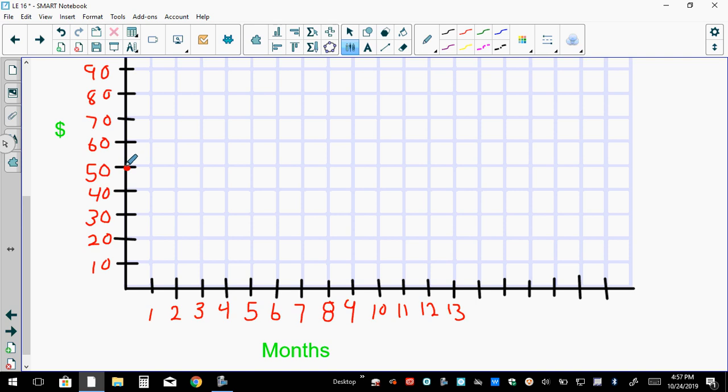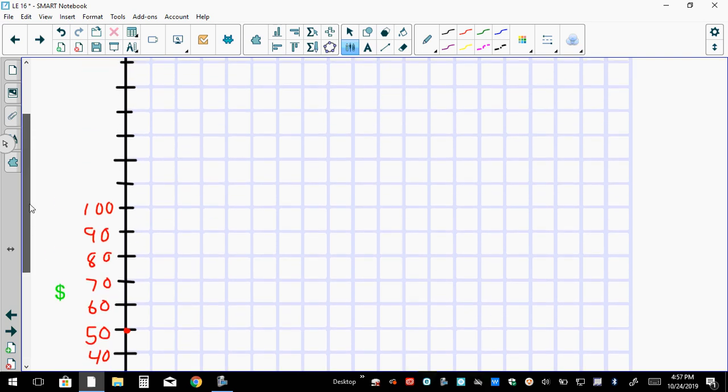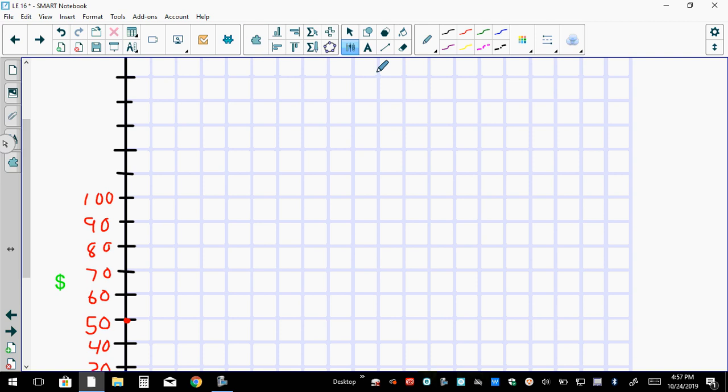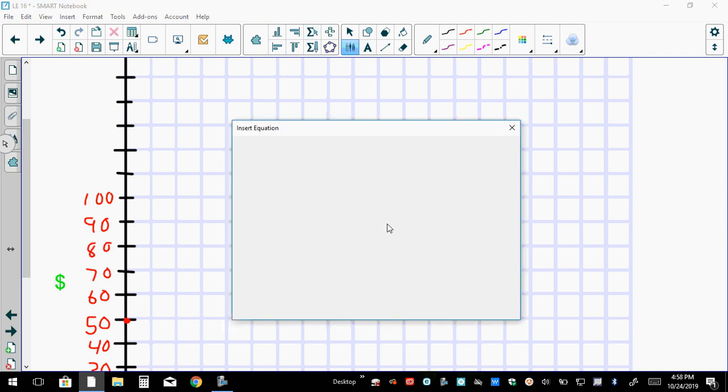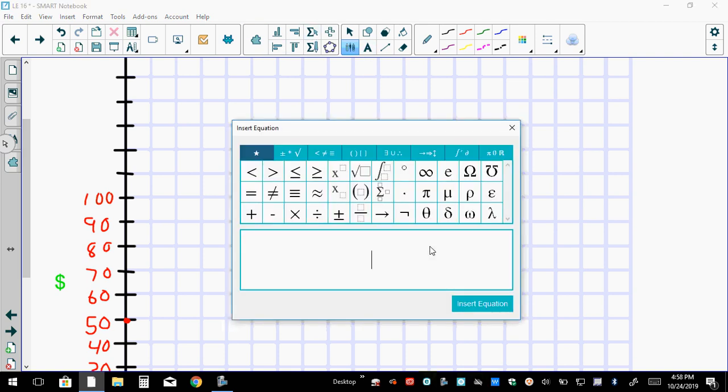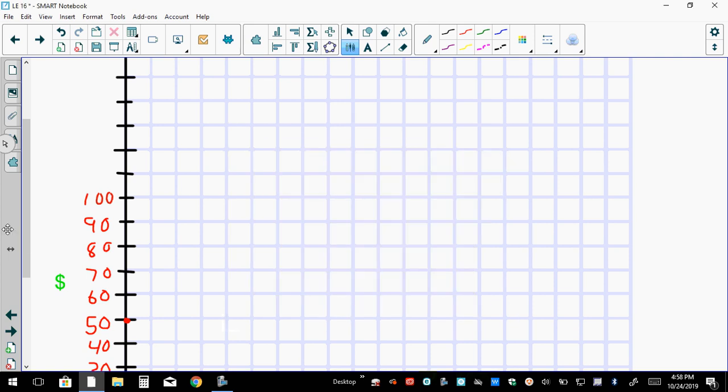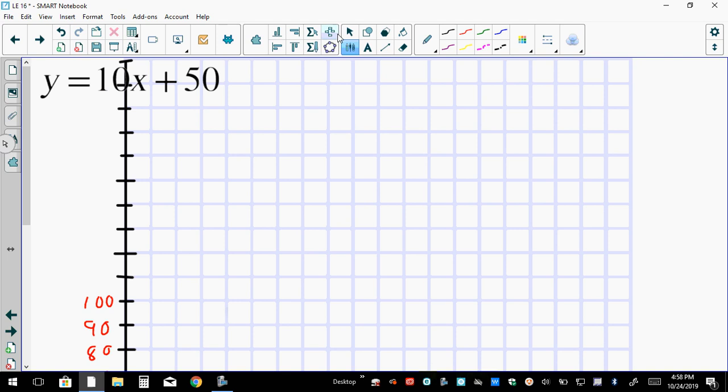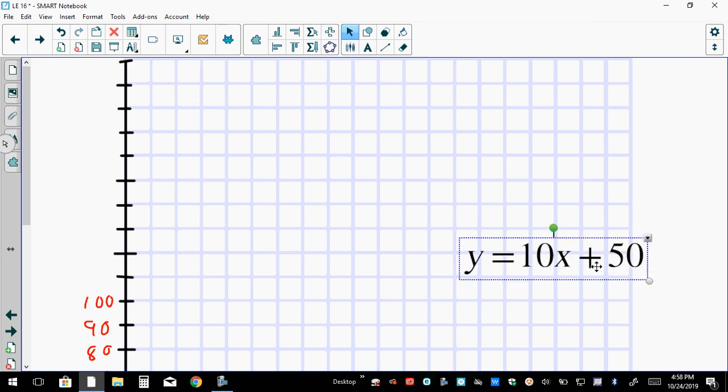So at this red dot right here, at month 0, she has $50 in her account. Let's insert that equation so we know what we're dealing with. So the equation is y equals 10x plus 50. Okay. So let me go ahead and write that right up here. Let's bring this down so we know what we're looking at.